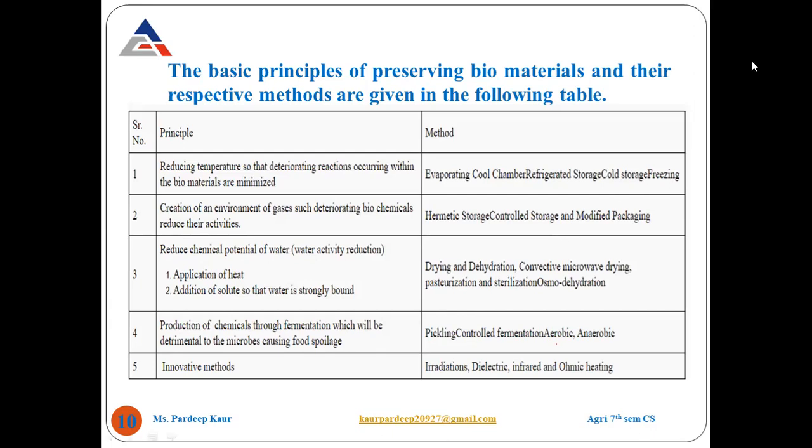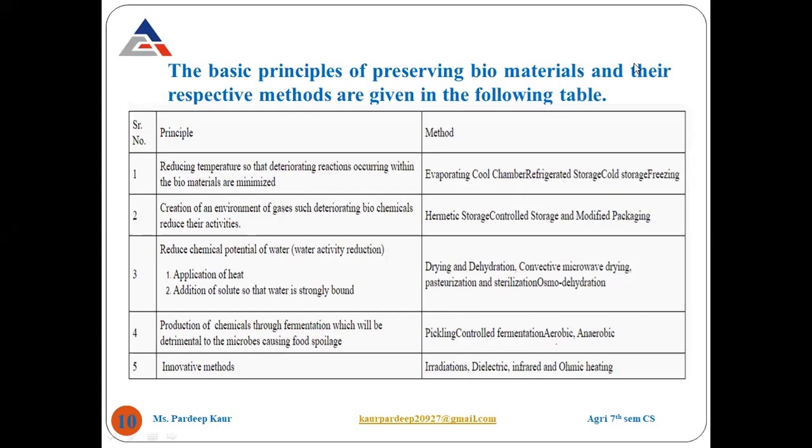Let us continue with the fourth principle, which is production of chemicals through fermentation, which will be detrimental to the microbes causing food spoilage. For this principle, we use pickling and controlled fermentation in aerobic and anaerobic conditions.